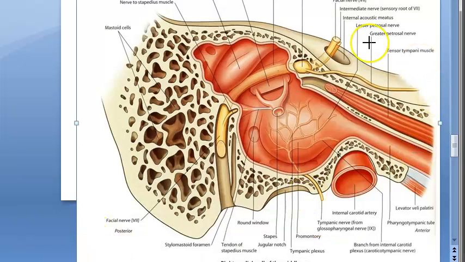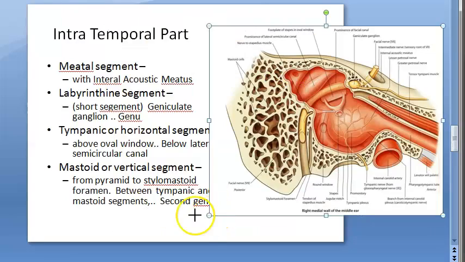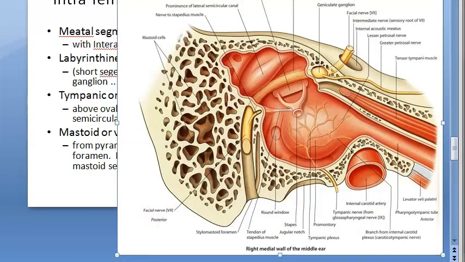So this is the internal acoustic meatus from which it is coming. Here you have the geniculate ganglion. Then you have the horizontal part here. Then you have the vertical part here. This horizontal part is the tympanic part. Then here you have the mastoid or the vertical part.